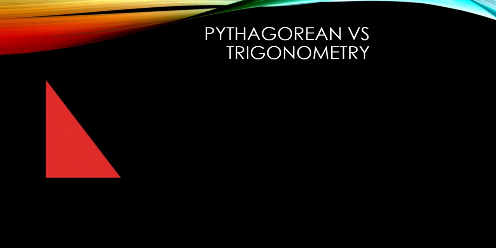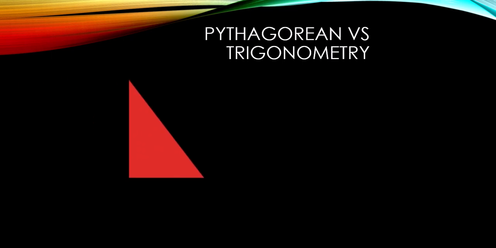Let's say we have this triangle, and we have two sides given to us. Let's say this is 4 and that is 5, and the question is to find the hypotenuse. This is the side opposite to the 90-degree angle. We have two sides given and we need to find the third side. This is where the Pythagorean theorem is applicable.